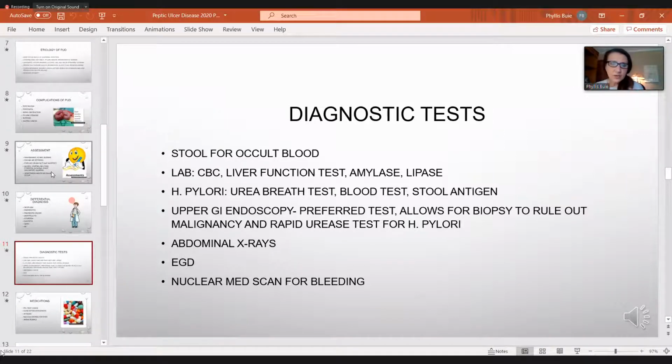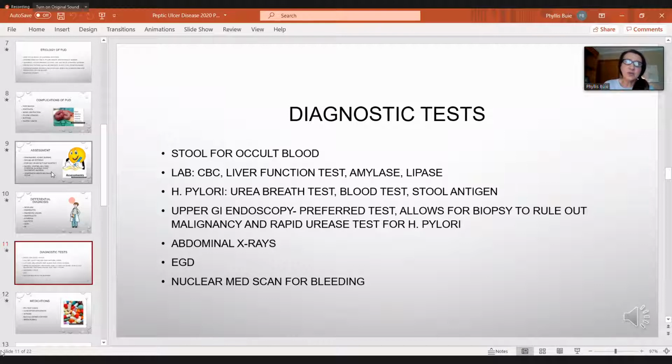We want to look at our lab values. We want to look at the CBC, hemoglobin, hematocrit, look at your white count to see if it's elevated. We also want to look at our liver function tests to make sure that there's nothing going on with the liver and that the liver isn't involved. Amylase and lipase, pancreas, we want to look at that as well to make sure there's no involvement with either of those organs.